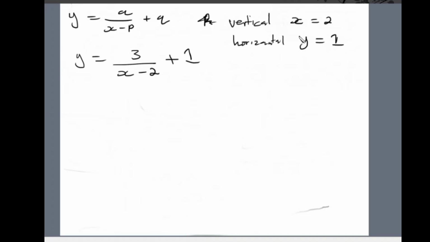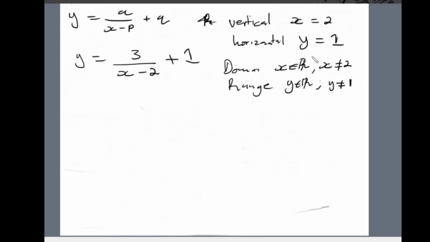And then now to determine the domain and range, it will also depend on the values of the asymptote, right? Now the domain for this type of hyperbola will be x element of real numbers, but then x cannot be the asymptote, x cannot be 2. The range is y element of real numbers, but then y cannot be 1, which is that asymptote there. Okay, I hope it makes sense.